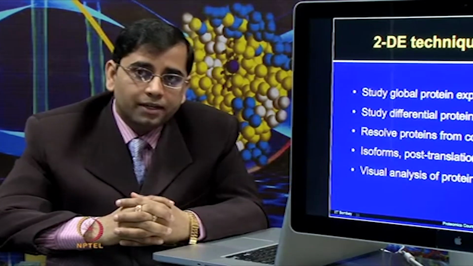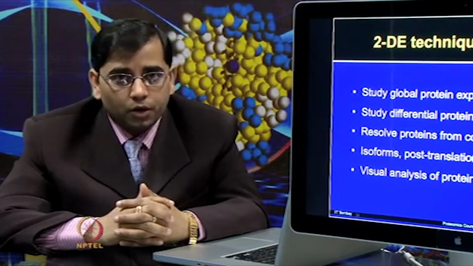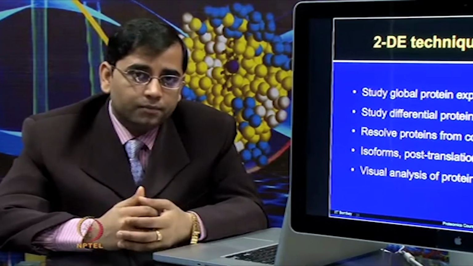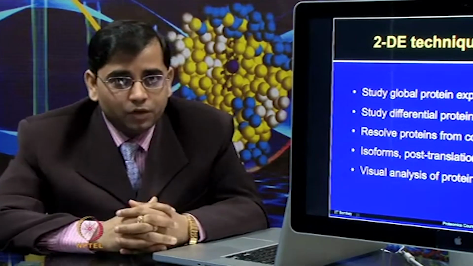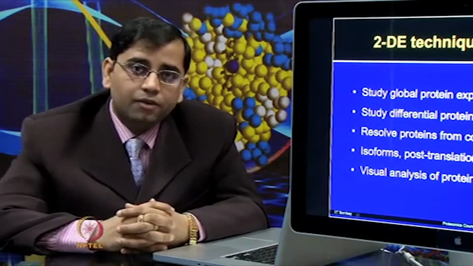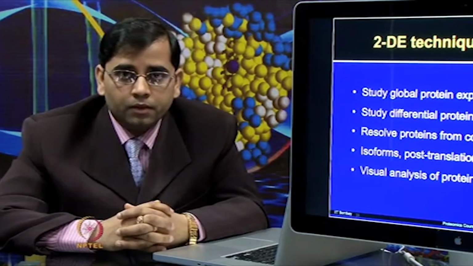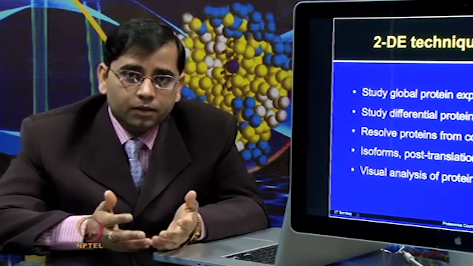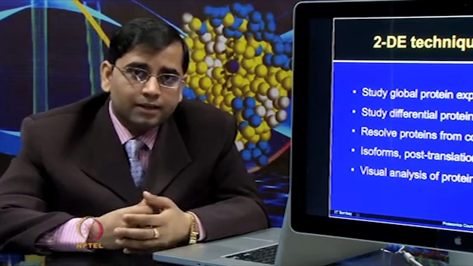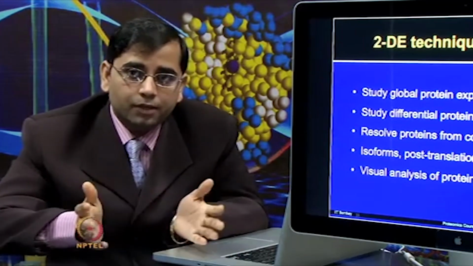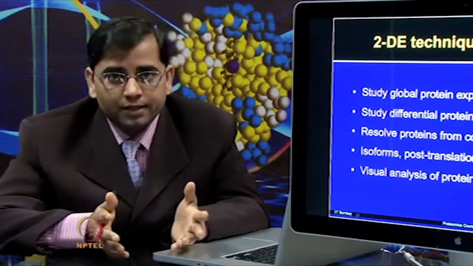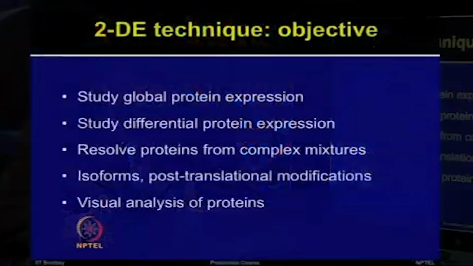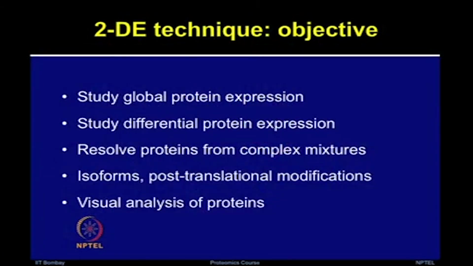People also use it to study different types of isoforms or the post-translational modifications which occur in that process. One of the major advantages of this technique is the visual analysis of proteins. When you stain a gel after the two-dimensional electrophoresis process, then you can see all the protein spots on the gel, which is not possible from the gel-free approaches such as mass spectrometry. Over there, most of your analysis depends on your spectra and you have to rely on your analysis.